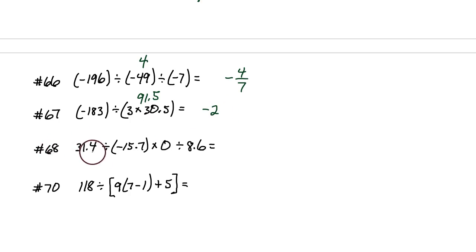For number 68, as you look across the problem, notice that one portion has times 0. That means the final answer is going to be 0. And then number 70. Do the work in the grouping symbols first. 7 subtract 1 is 6. 9 times 6 is 54. 54 add 5 is 59. Everything in the brackets turns out to be 59. 118 divided by 59 is 2.